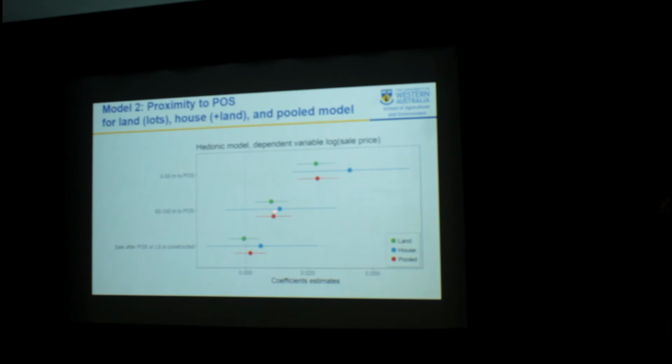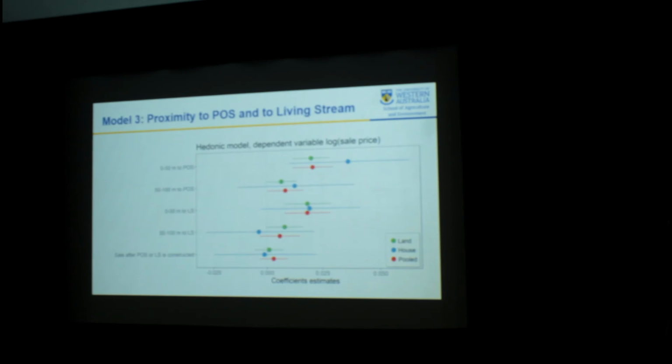So for 50 to 100, we see significant impact, about 1% for the pooled model and for lots, but for houses it's not significant, also because we have few observations of houses. And then whether it's sold before or after construction of living stream, regardless, basically we have no impact before or after POS or living stream construction. So people, if they know that something will be built, which would be nice, they're already willing to pay for this.